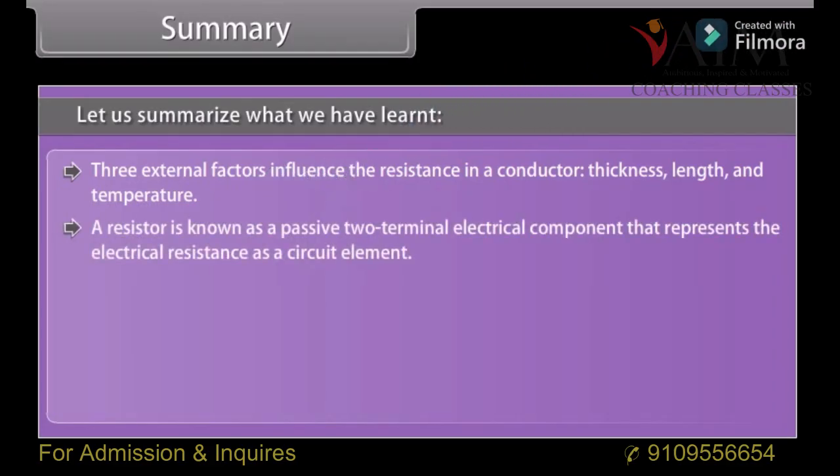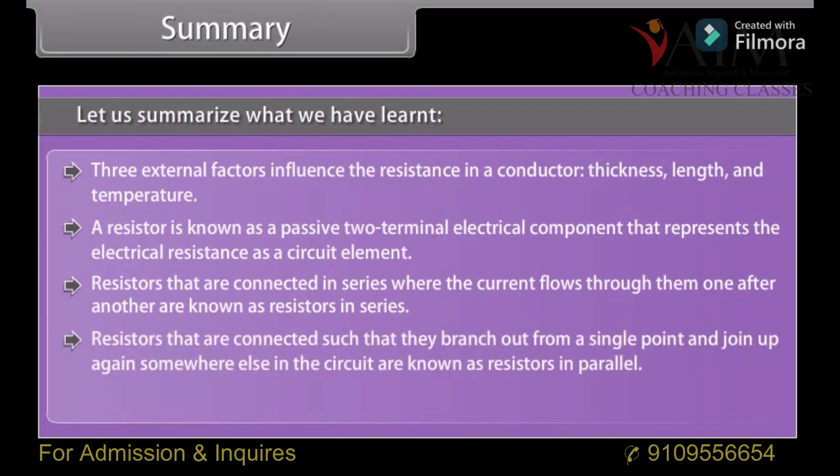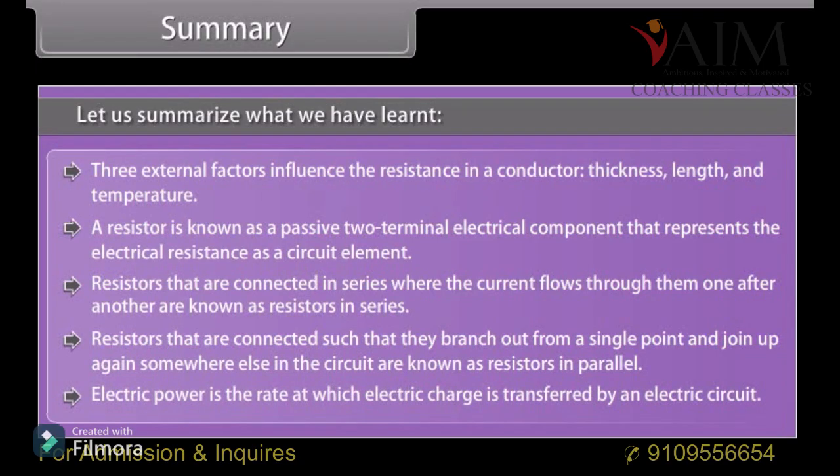A resistor is known as a passive two-terminal electric component that represents the electrical resistance as a circuit element. Resistors that are connected in series, where the current flows through them one after another, are known as resistors in series. Resistors that are connected such that they branch out from a single point and join up again somewhere else in the circuit are known as resistors in parallel. Electric power is the rate at which electric charge is transferred by an electric circuit.